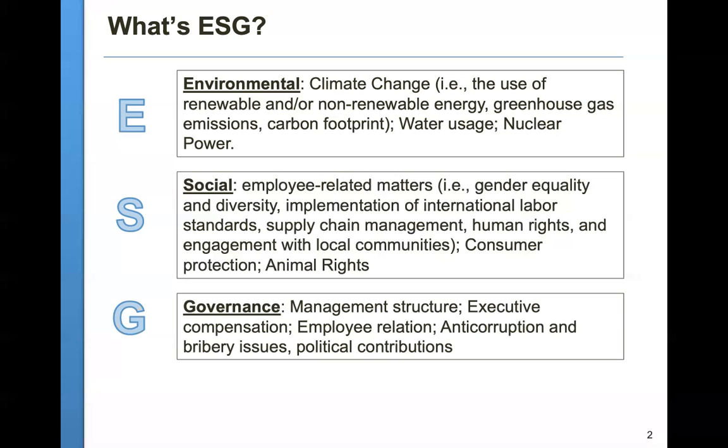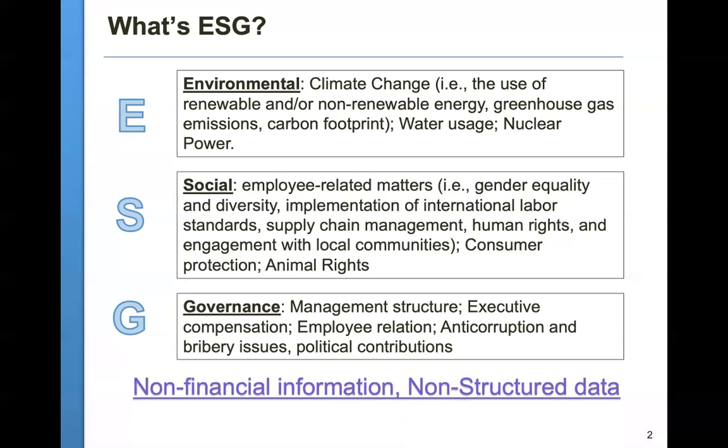Okay. The common feature of all this information is that it is non-financial and non-structured data. When we talk about ESG, like I explained, it's very easy to understand intuitively what the ESG information is. But the problem is that most of the information is qualitative, so it's pretty hard to quantify. It's very different from the traditional financial information we observe in a balance sheet, income statement, or cash flow statement. So it's pretty hard to quantify the ESG information because it is all non-structured data.